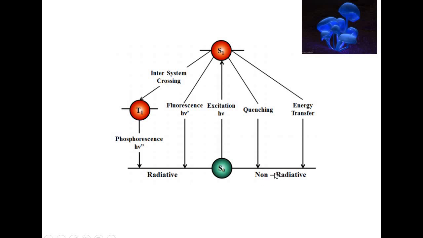In the non-radiative pathway, there is an energy transfer without radiating any radiation. That is, the electrons come to the ground state by emission of heat or by collision with other species in the medium. The other pathway is quenching, and we will discuss this quenching in our next lecture.